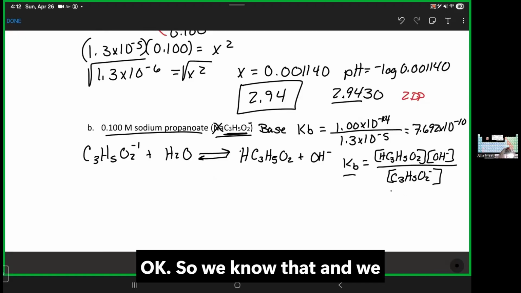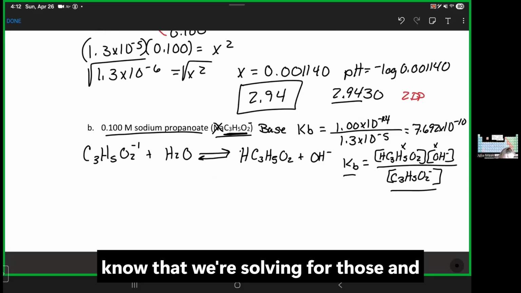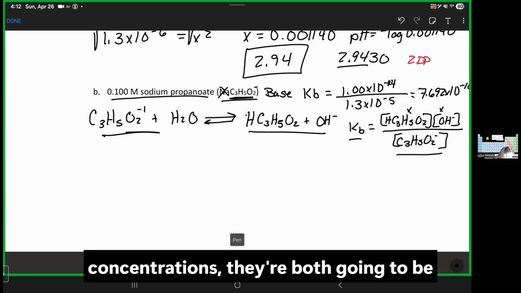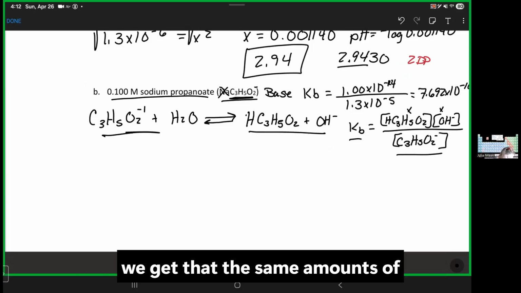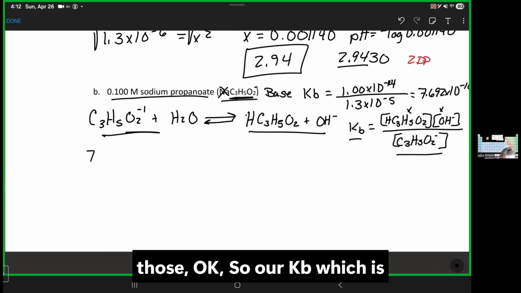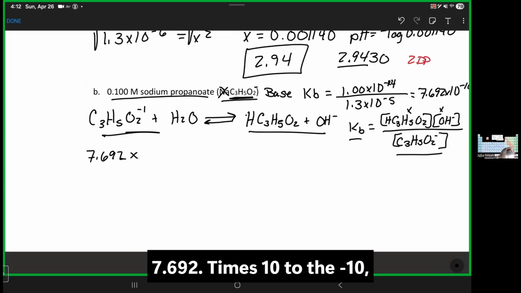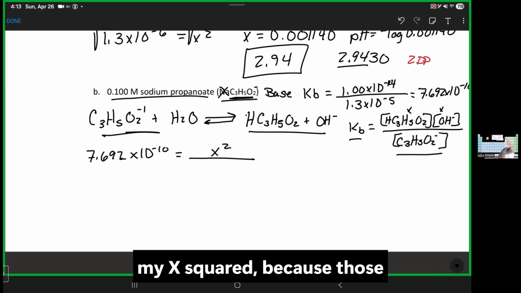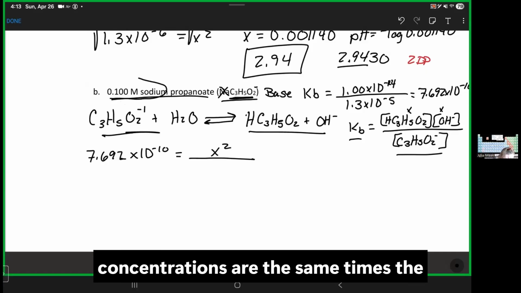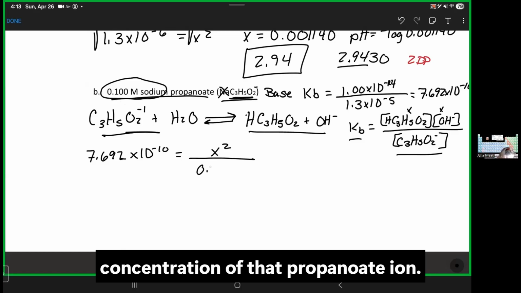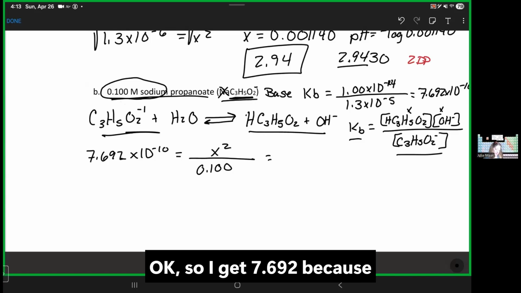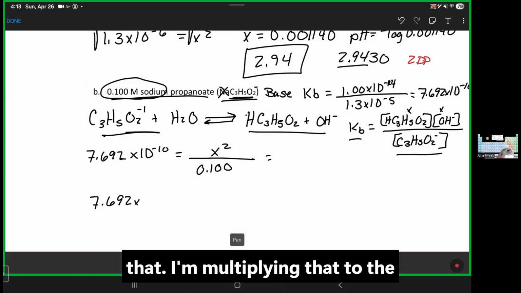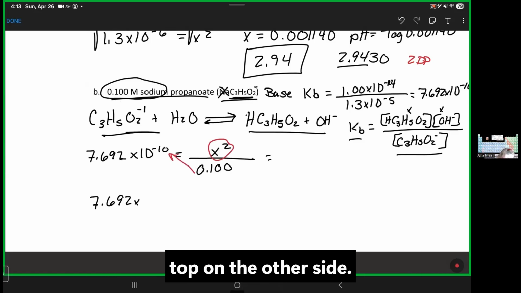So we know that and we know that. We're solving for those, and those are going to be the same concentrations. They're both going to be X, because however much of this happens, we get the same amounts of those. So our Kb, which is 7.692 times 10 to the negative 10, is going to be equal to X squared, because those concentrations are the same, times the concentration of that propanoate ion. I'm solving for that, so I'm multiplying that to the top on the other side.